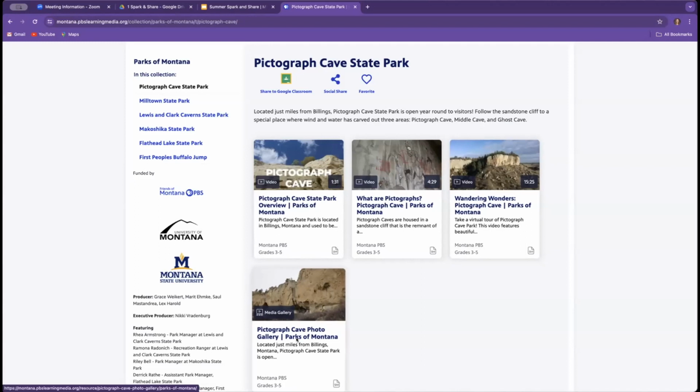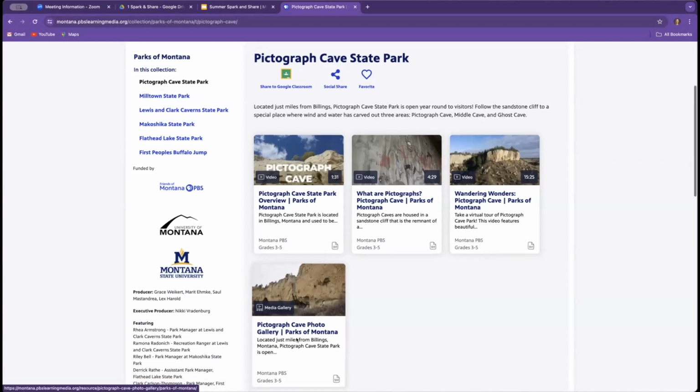And then the last one is a photo gallery that goes through 4 or 5 photos of the park that you can do some visual literacy and discussion around. Again, it's about getting kids excited to go and visit so they arrive at their field trip or their visit with some context and some background, and then giving you some follow-up activities that you can do.